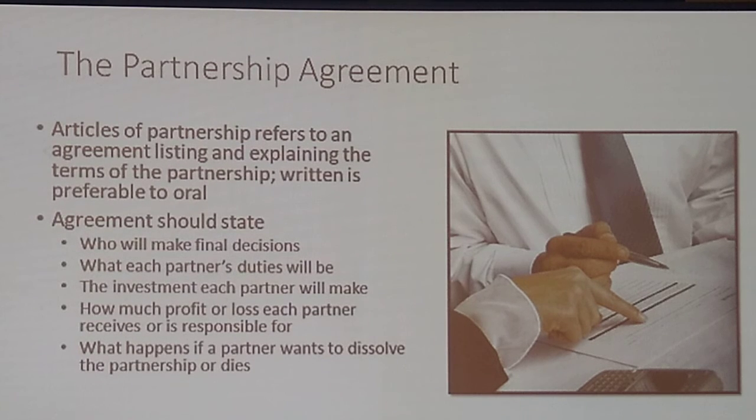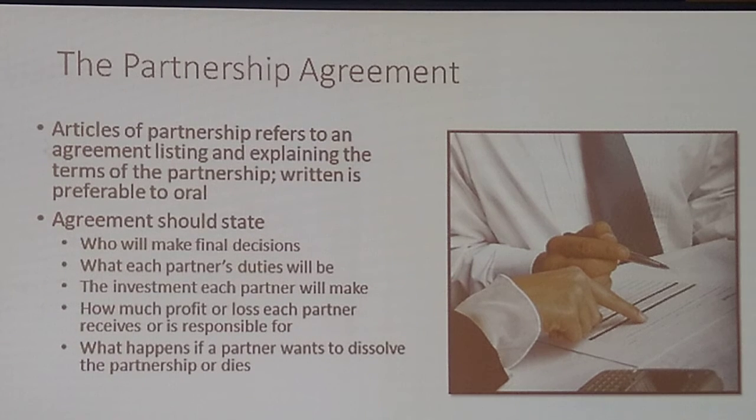In writing. The agreement should state who will make final decisions and what partner duties will be. That should be clear, because usually what ends up is one person ends up doing all the work, whereas the other one doesn't. So that's something that should be written clearly. The investment each partner will make. It should be written how much each person is going to invest.